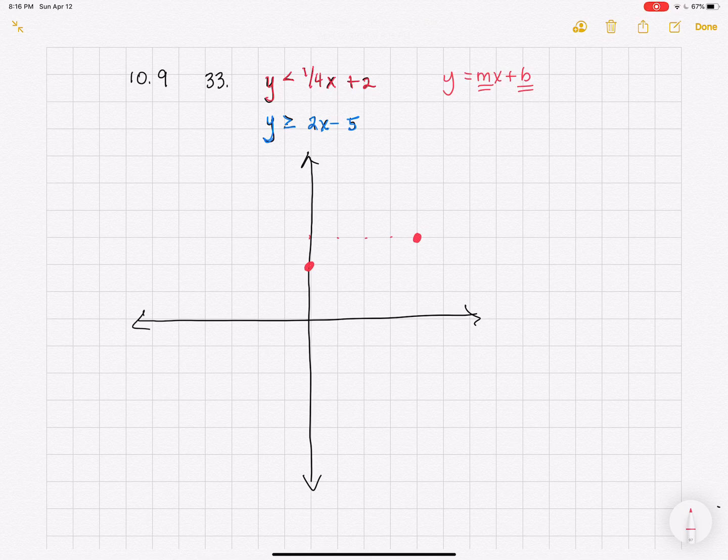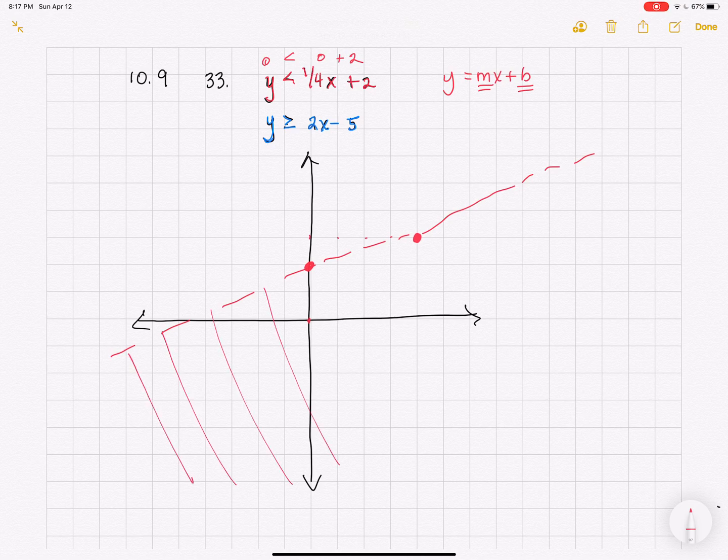Okay, my line is going to be dotted because that line is not included in this solution because it's less than, not less than or equal to. And then I'm going to use my test point 0, 0. And when I plug in 0, 0, I plug in 0 for y and 0 for x. I get 0 is less than 0 plus 2. Well, that's true because 0 is less than 2. So I'm going to shade everything towards 0, 0. So that's that first inequality.